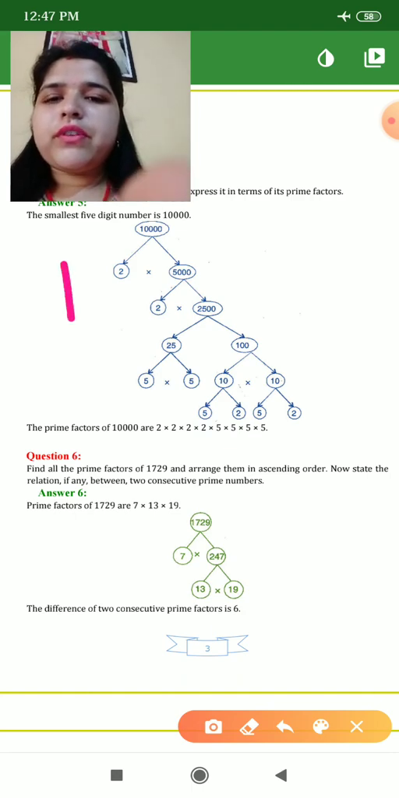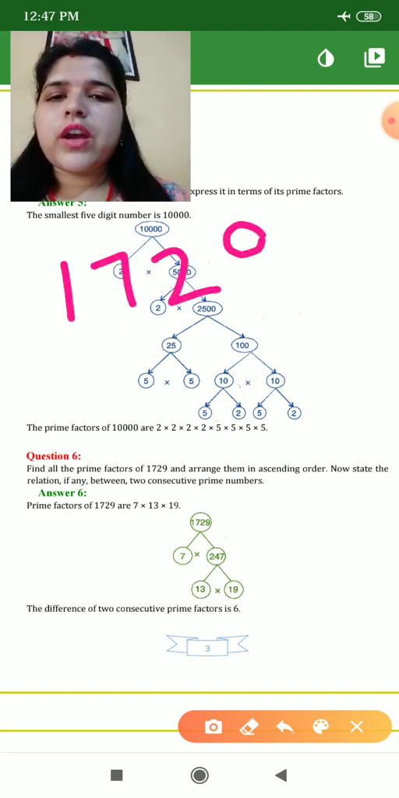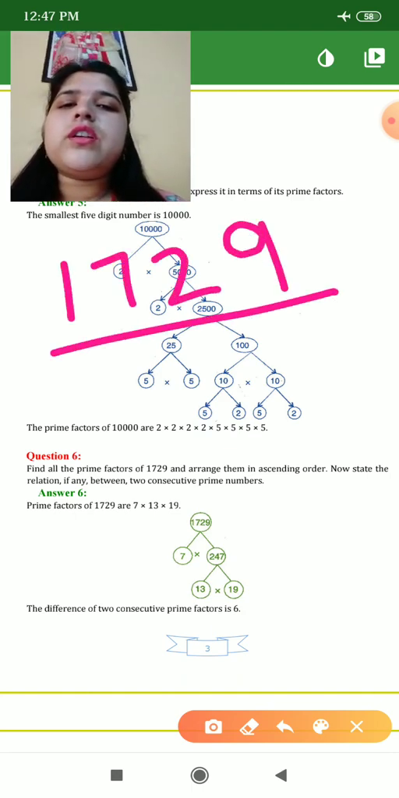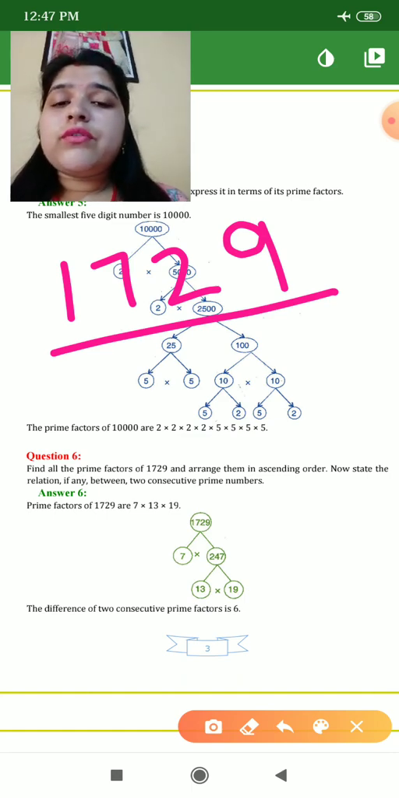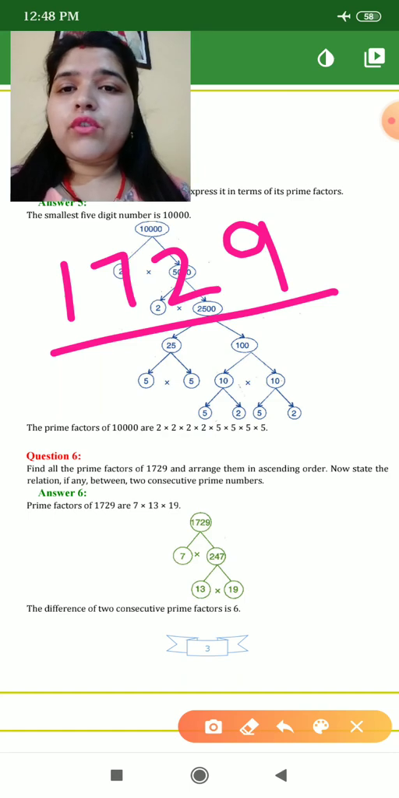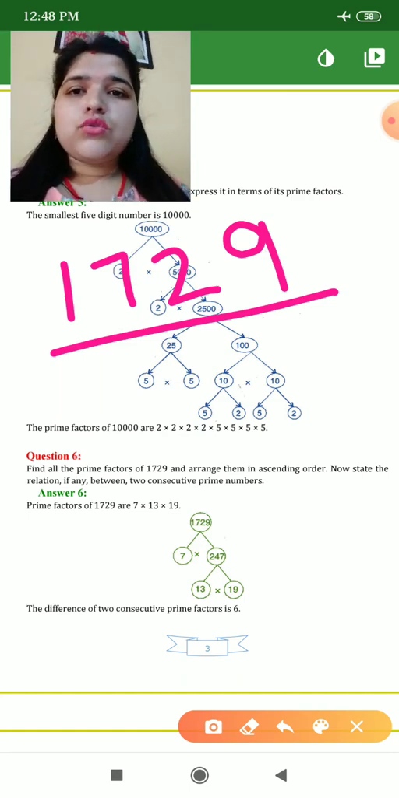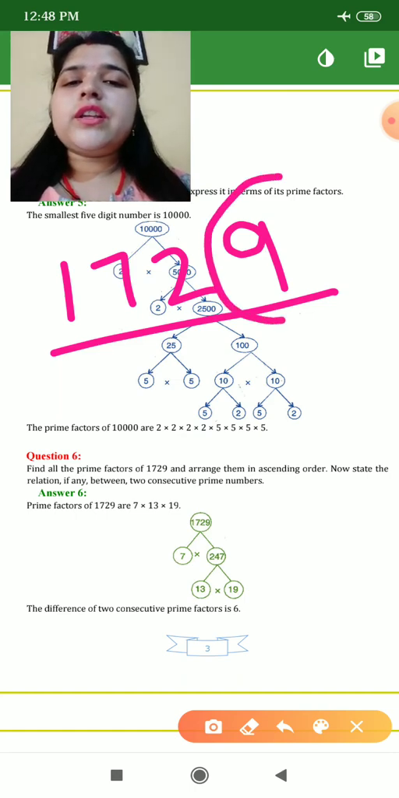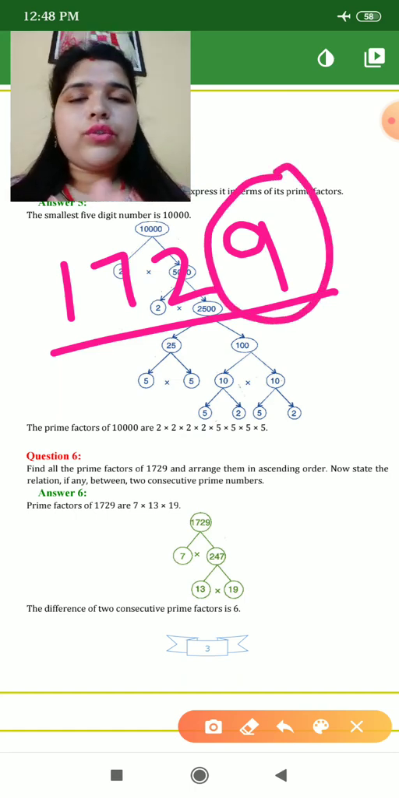So it will be 1729. You have to find for this, in which table it will come. I have already told you the method, the divisibility test. You have to learn that divisibility test, because it does not contain 0, 2, 4, 6, so it will not go in the table of 2.